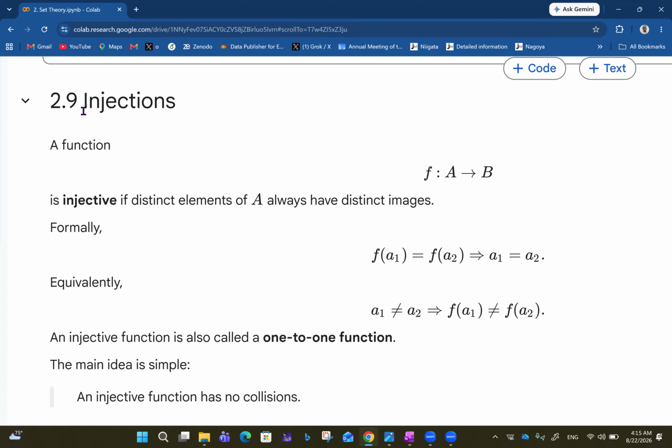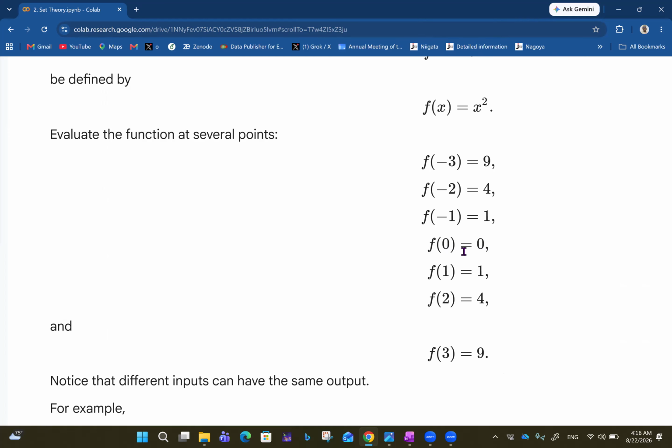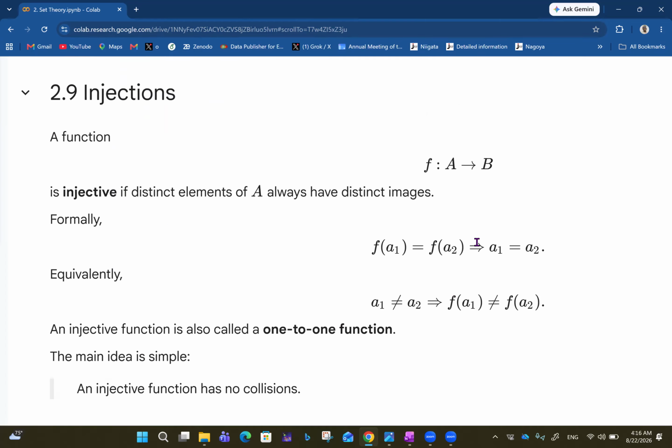So for injections now, a function f which maps A to B is injective if distinct elements of A have distinct images. That's injectivity. That's why the function is not injective here, because minus 3 is mapped to 9, and 3 is also mapped to 9. So for injection, it's one-to-one. Formally, f of a1 equals f of a2 implies a1 equals a2. So if these two are equal, it means that their inputs are also equal. Equivalently, if a1 is not equal to a2, that implies f of a1 is never equal to f of a2.